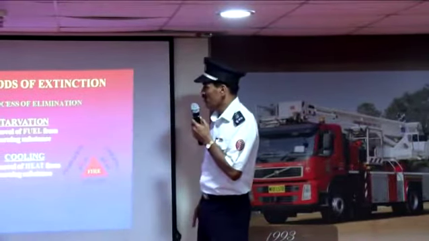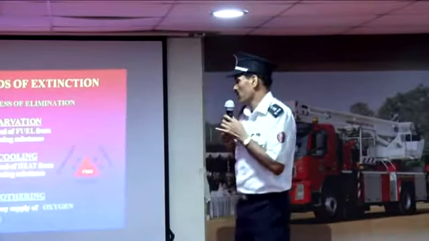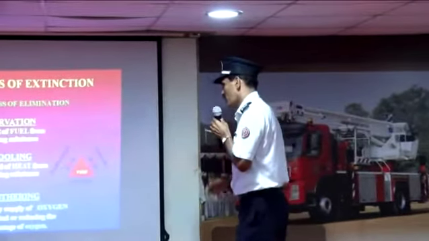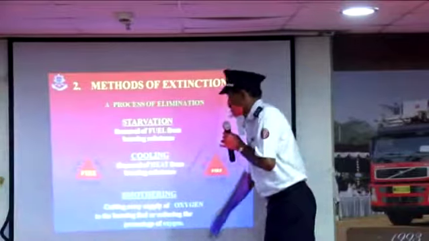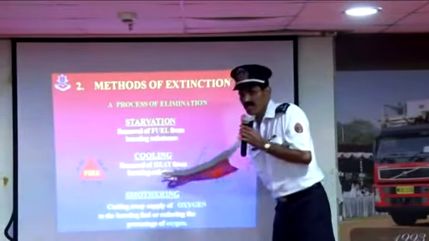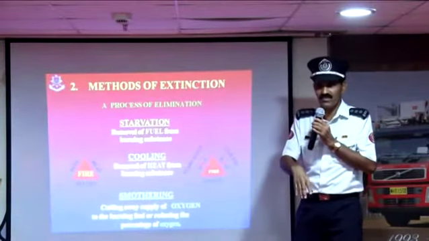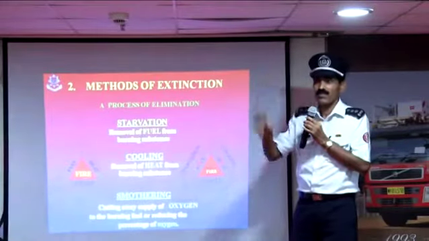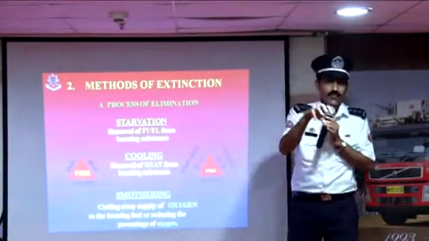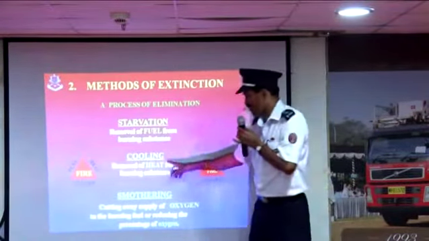Then next, sometimes it is not possible, smothering. So cutting away the supply of oxygen to the burning fuel, or reducing the percentage of oxygen. So we will see the example. Cooling: whenever there is a fire in a godown to furniture or old stationery, then we are putting a lot of water, and due to the absorption of heat by water, the fire will be out. That method is termed as cooling.